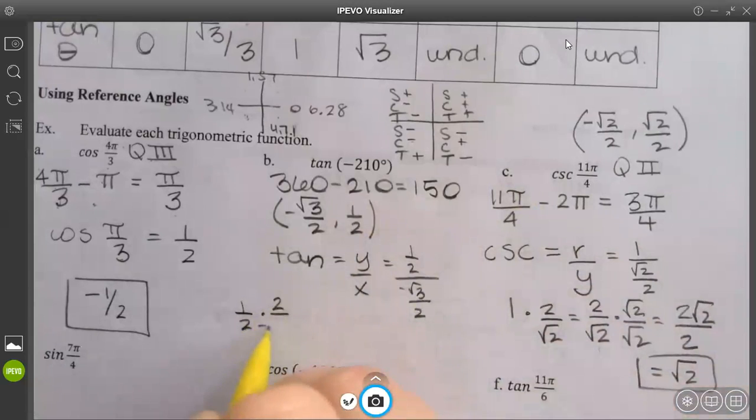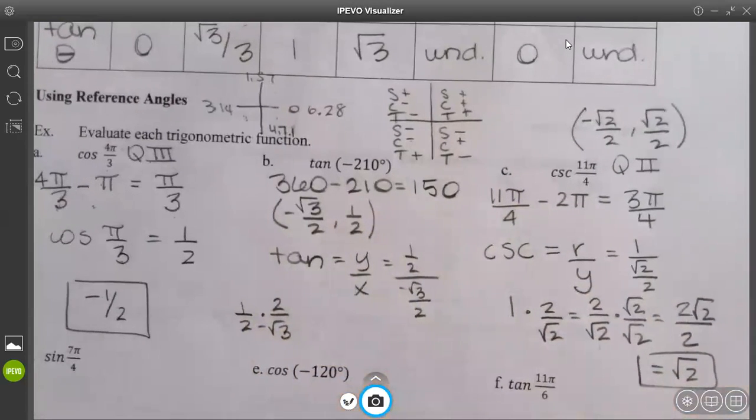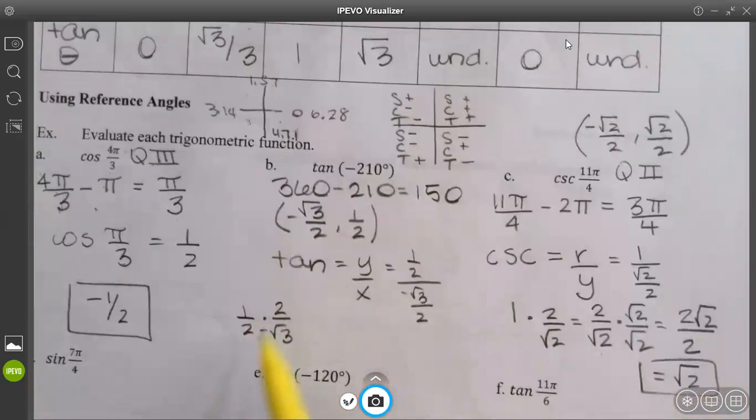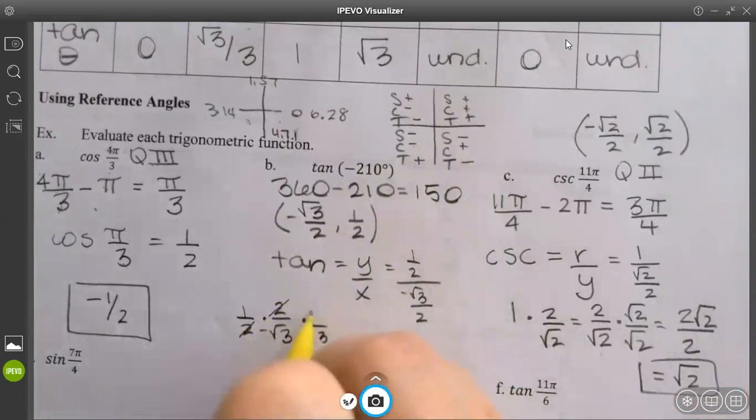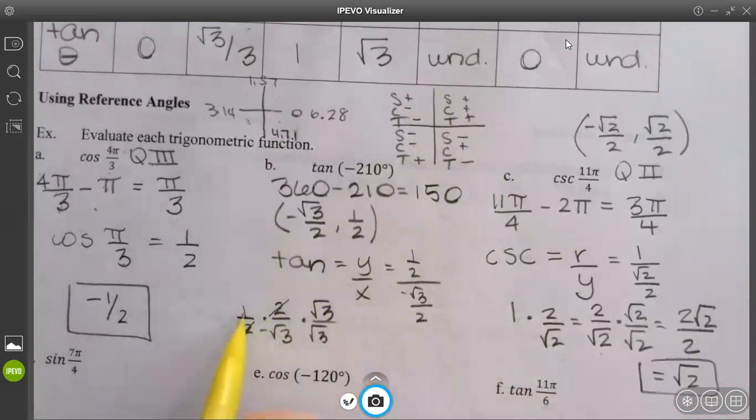What happens? Cancel the 2s. Can I have a square root of 3 on the bottom? No. On the top, 1 times the square root of 3. Square root of 3 over 3. And what did I have on the bottom as well? A negative. That's it.